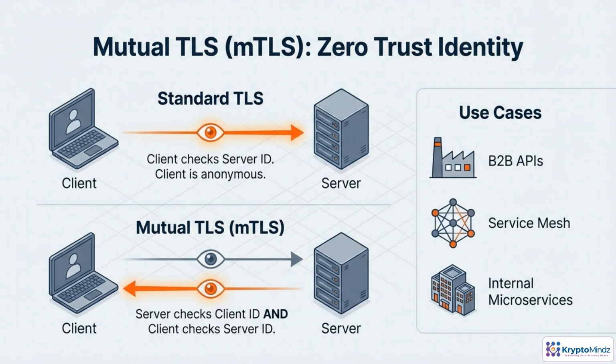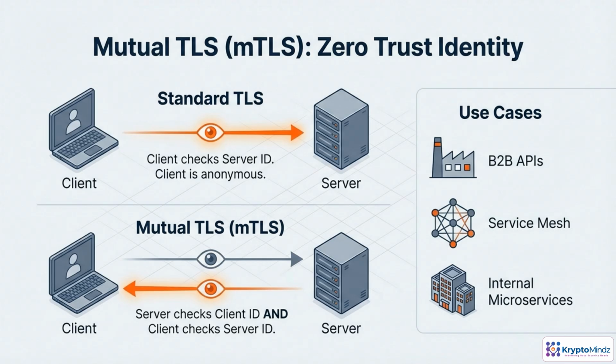Mutual TLS takes this a step further. Here, both sides present certificates, and both sides validate each other. The client proves, "I am this specific service or device," and the server proves its identity back. PKI is what makes this possible. Each certificate chains up to a trusted CA. So you're not just trusting a password or a token, you're trusting a strong cryptographic identity.